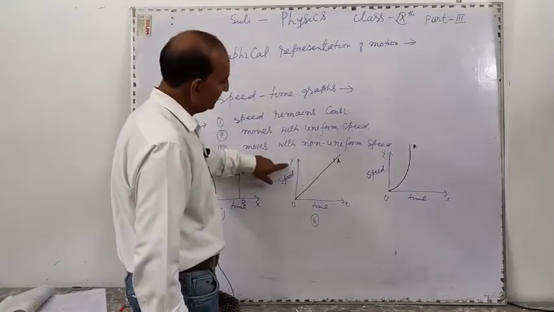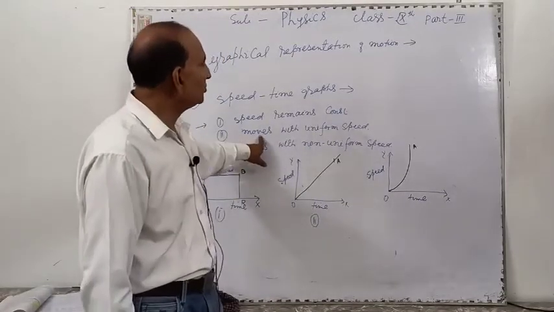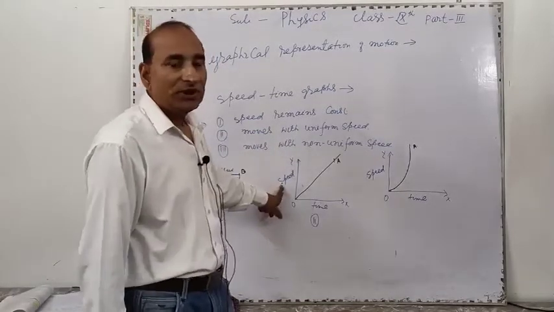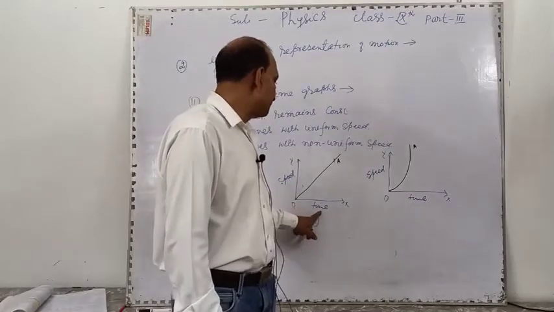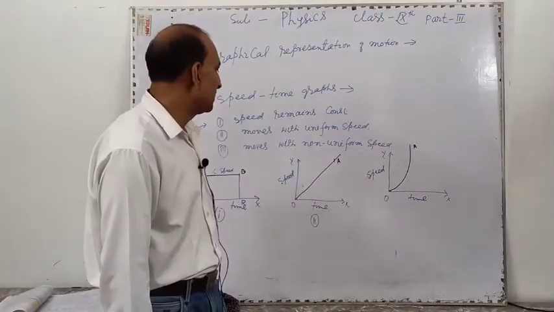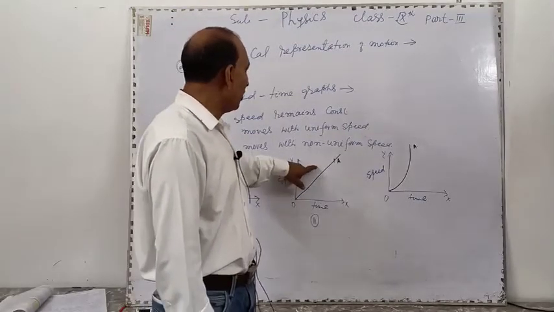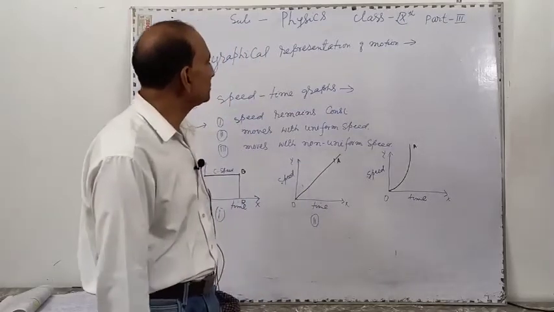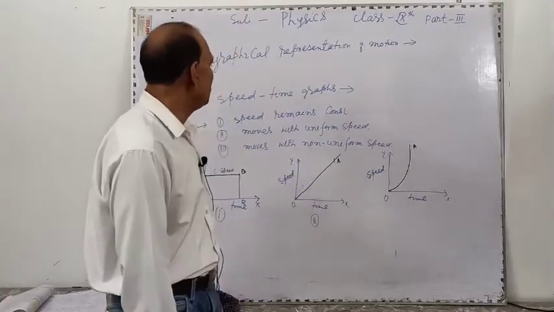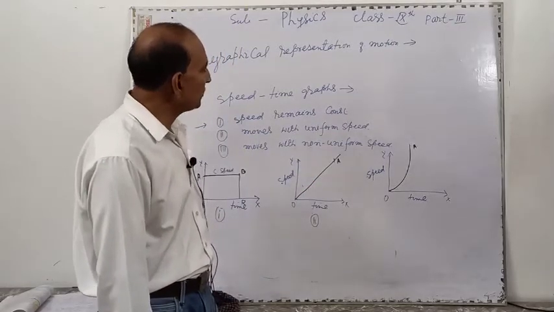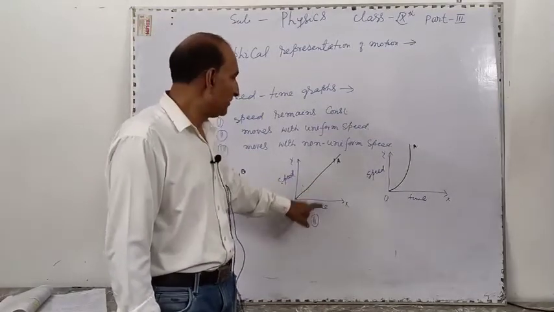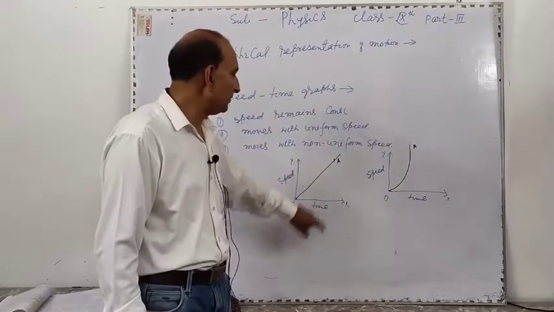And second, if a body moves with uniform speed, then the graph between speed and time is a straight line, which gives the acceleration. Also, if it moves with a uniform speed, then the distance covered by a moving object is equal to the area or space between the curve and the time axis.